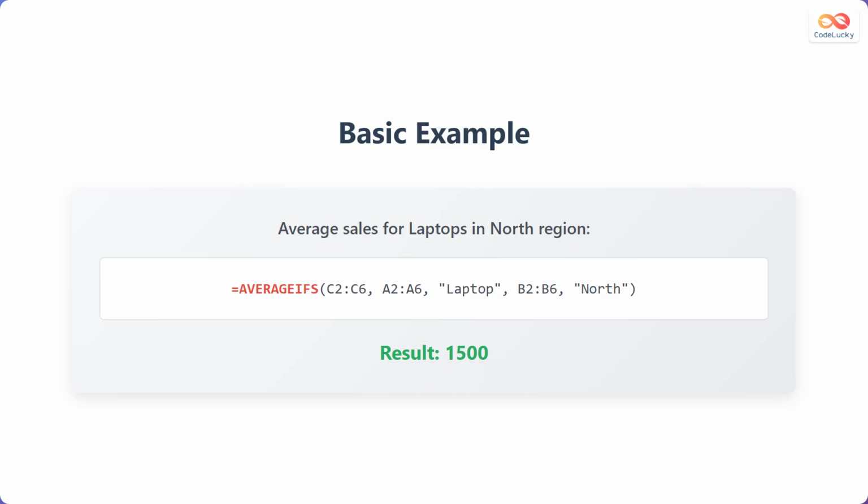Here's a basic example of how to use the AVERAGEIFS function. To calculate the average sales for laptops in the North region, the formula would be AVERAGEIFS(C2:C6, A2:A6, "laptop", B2:B6, "North"). This formula looks at the sales data in column C, finds the sales for laptops in column A, and restricts to the North region in column B. The result is 1,500.